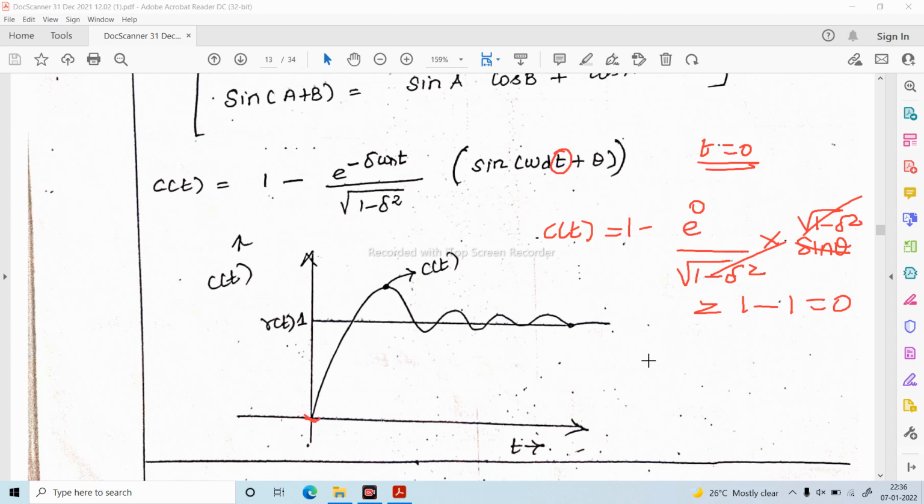And what is the last point of the curve? c(t) equal to, put t is equal to infinity. So 1 minus e power minus infinity. Infinity multiplied with any term gives minus infinity. So 1 minus 1 by e power infinity, the value equal to 1. So finally, after some oscillation, it will reach the final steady state value, that is 1. So this is the step response of the second order system.